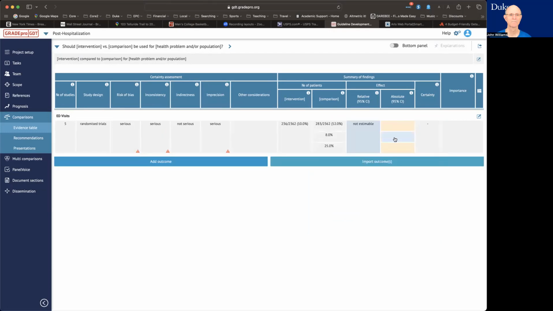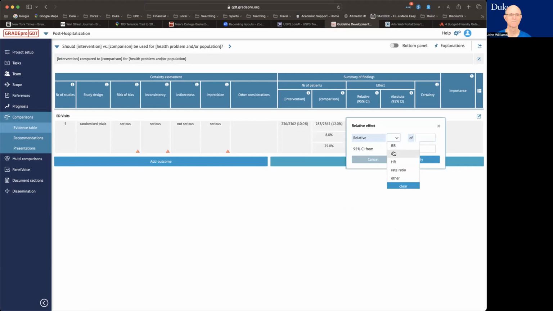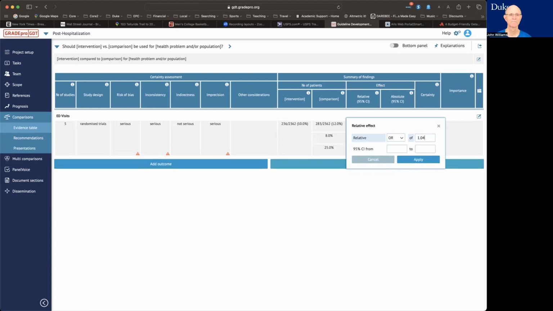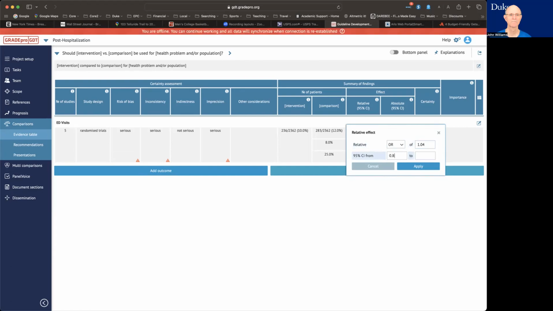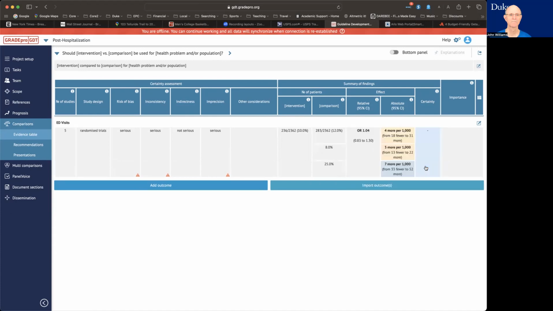All right. Now we need the relative effect. And so it's going to be an odds ratio because that's what we have in this particular meta-analysis. And the odds ratio for an ED visit was 1.04. Confidence interval range from 0.83 to 1.30. Apply those results.